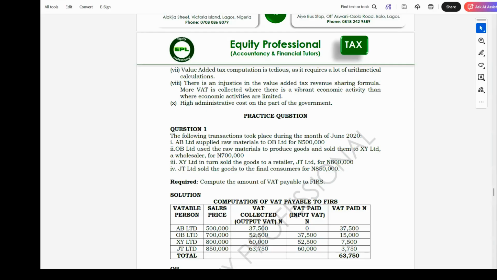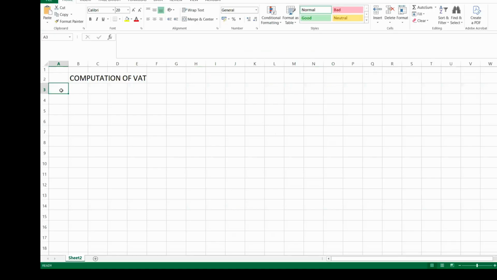And when you are selling, that gives rise to which type of VAT? We have 2 types of VAT: input and output. Which one do we give rise to? Output VAT. So we have our output VAT.